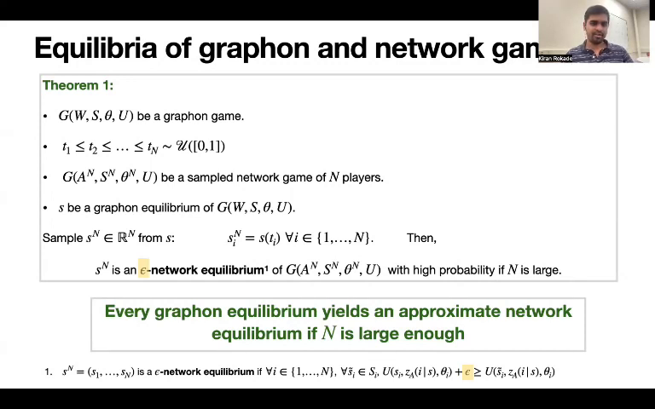Now the result says that the strategy vector S_n obtained this way is an epsilon network equilibrium of the network game with high probability. So what is an epsilon network equilibrium? It is nothing but a network equilibrium where you allow an epsilon error in the strategy profile. So to summarize this result in one line, you can say that every Graphon equilibrium yields an approximate network equilibrium if the number of players is large enough.